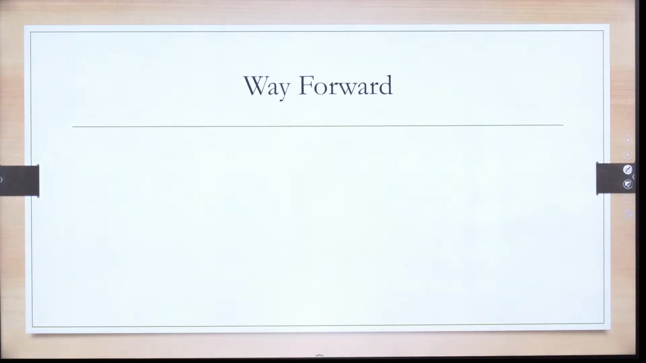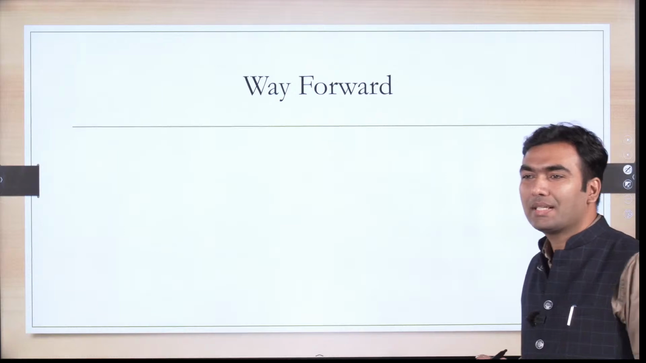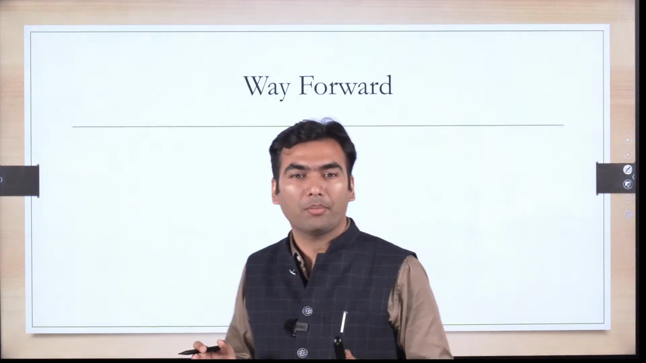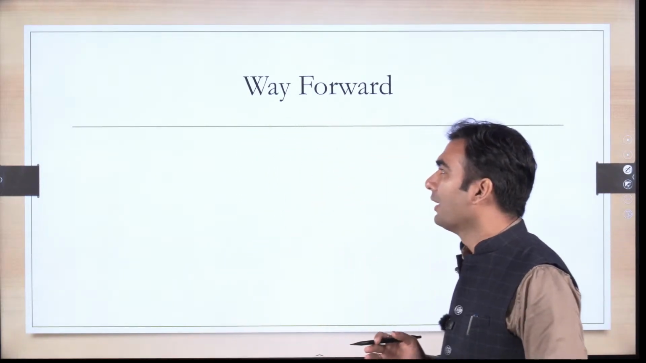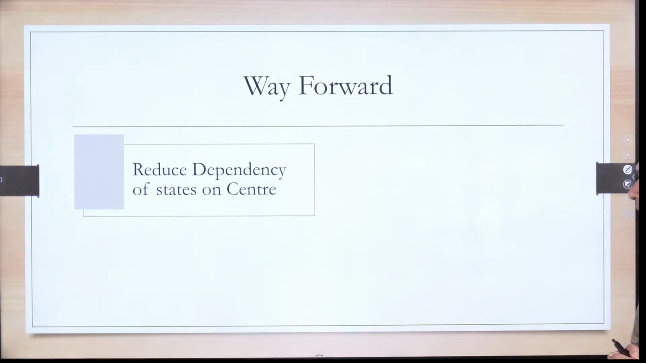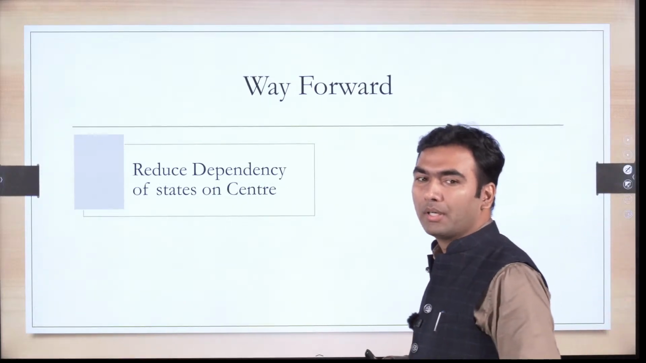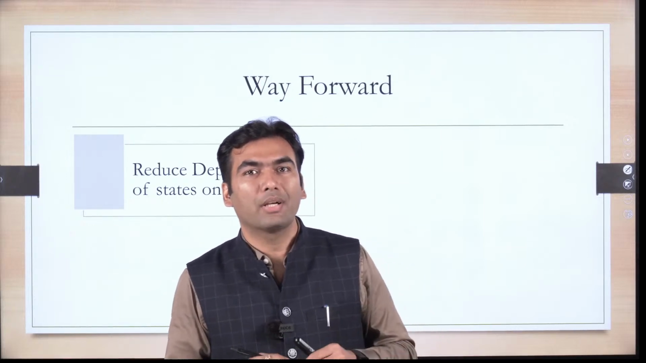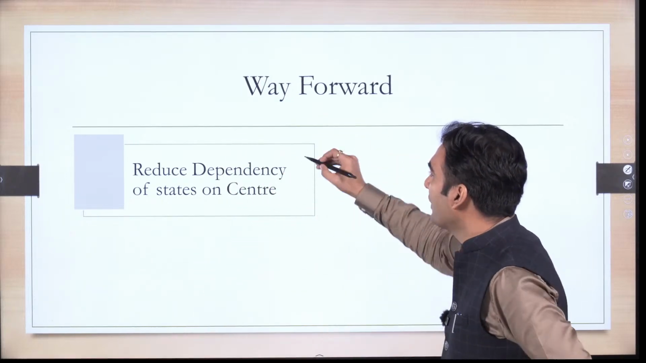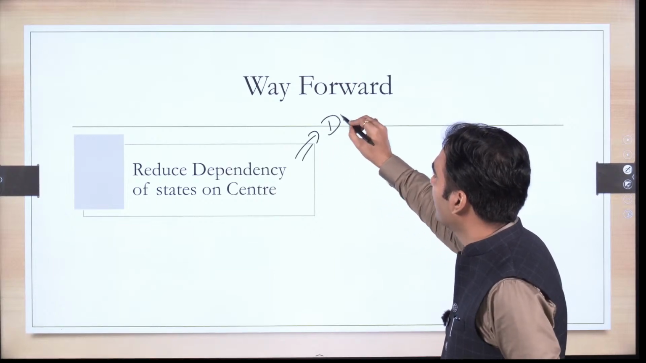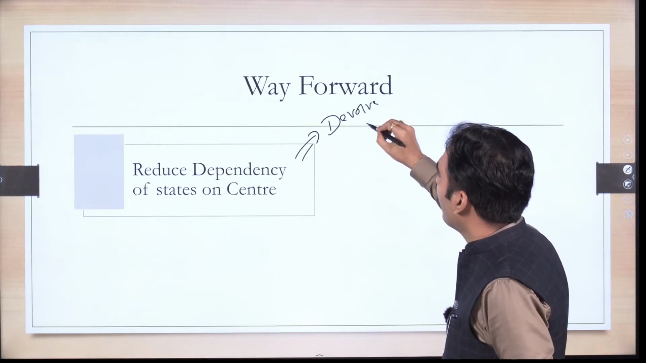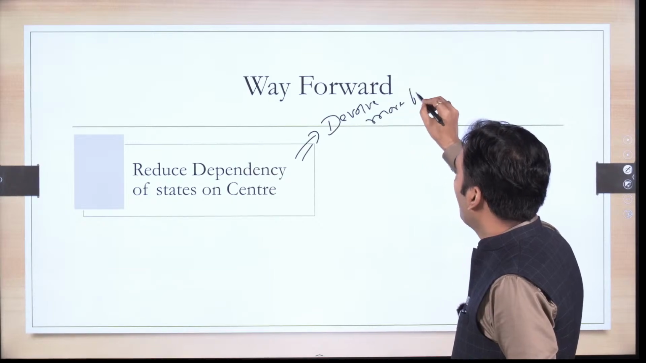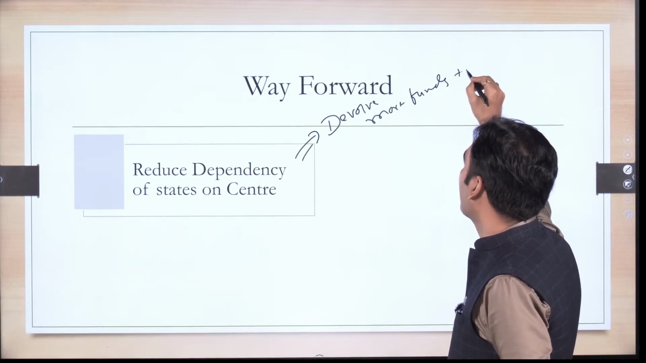Okay. Then what will be your suggestion? After writing all the arguments, you can give the way forward. Let's see. We have to reduce the dependency of states on the Center. We should devolve more funds to states.